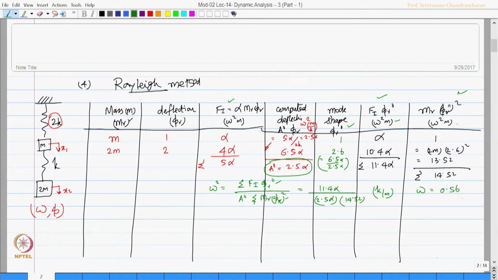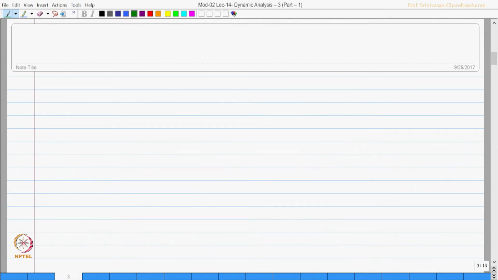0.56 root k by m, and the corresponding vector is 1 2.6, that is this value. I started with 1 and 2, I got 1 and 2.6, non converging. So, one more iteration.